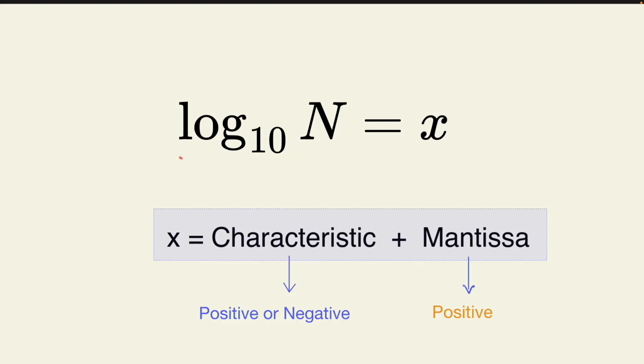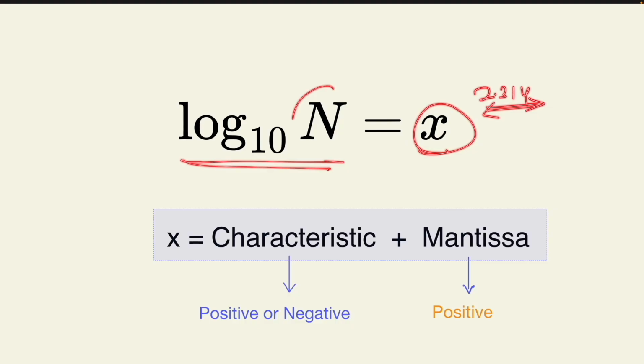As you see here, this is log, its base is 10, and any number is capital N. Here the base is 10. It could be 4, 5, but if we use the log table, then we always consider the base to be 10. And whatever value we get is equal to x. x will definitely be a number. It could be 2.314 or any random number; whatever the value of N, the x depends on that.